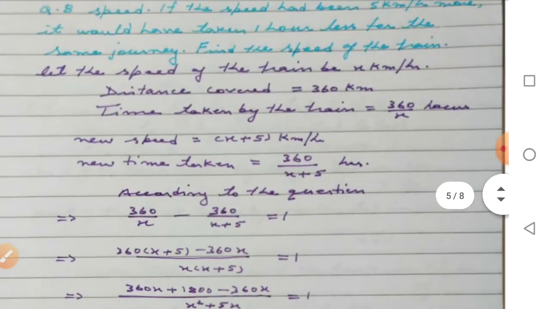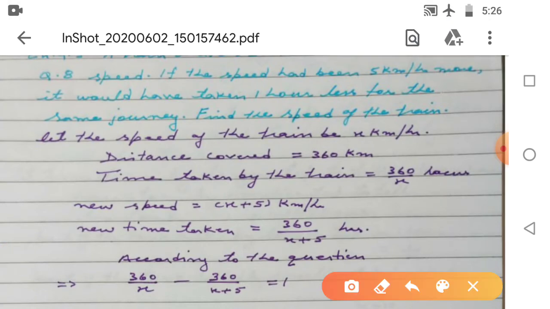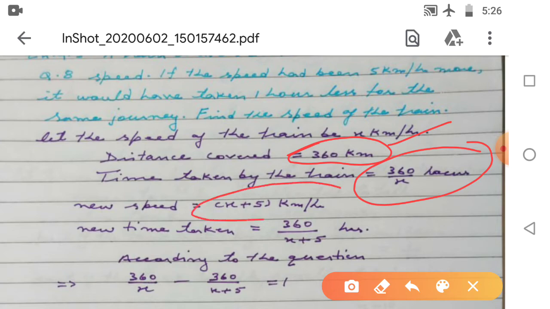This is the question, fine, right. Initial speed x kilometer per hour, total distance to be covered is 360. So, normal time taken by the train is 360 upon x hours. Now, in the second case, the speed is increasing by 5 kilometer per hour. So, the new speed will be x plus 5 kilometer per hour, and distance remains the same, that is 360 kilometer.